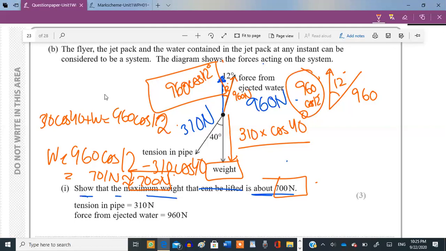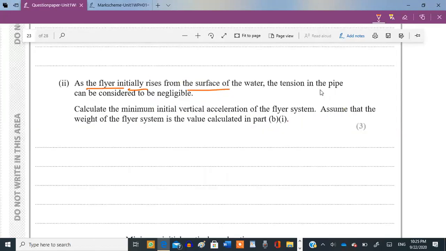All right, part 2 says, as the flower initially rises from the surface of the water, the tension in the pipe can be considered to be negligible. So initially means when the time was 0. So at that time, the tension in the wire was negligible.